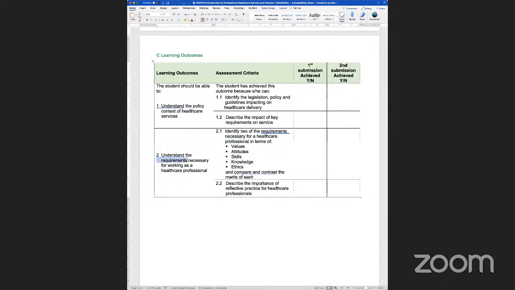So these are things like person-centered values, the 6 C's of care in general, and the focus on values, attitude, skills, and knowledge that a person needs to have when they are working as a health and social care professional.